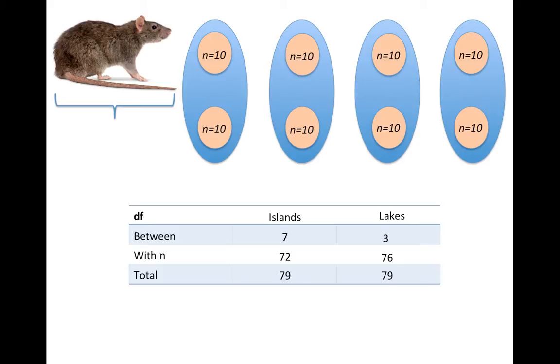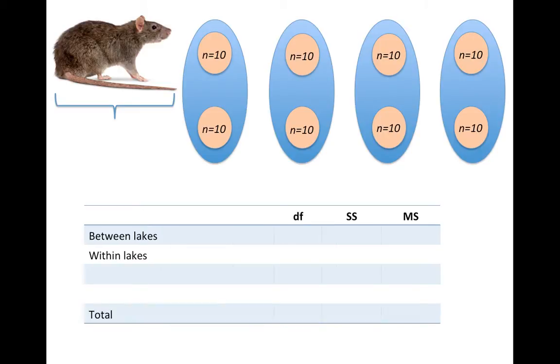But what we're really interested in is perhaps, is there an overall effect of lakes on the tail length? And is there an effect of islands within the lakes? And to test this, we need a slightly different setup, which we're going to do now. Again, we're going to look at the degrees of freedom. The total was 79. Between lakes, it was 3. And within lakes, it was 76.